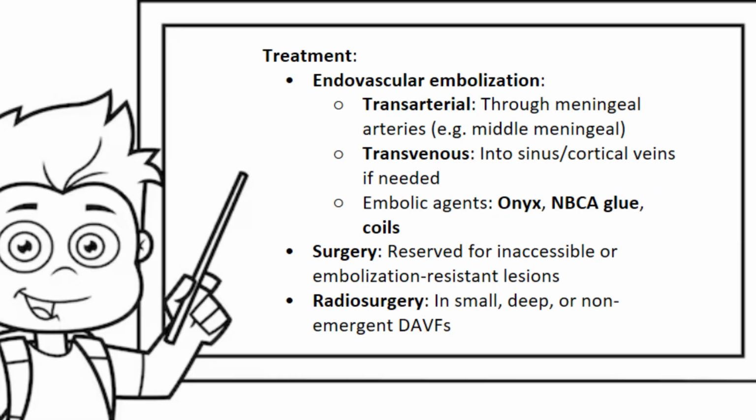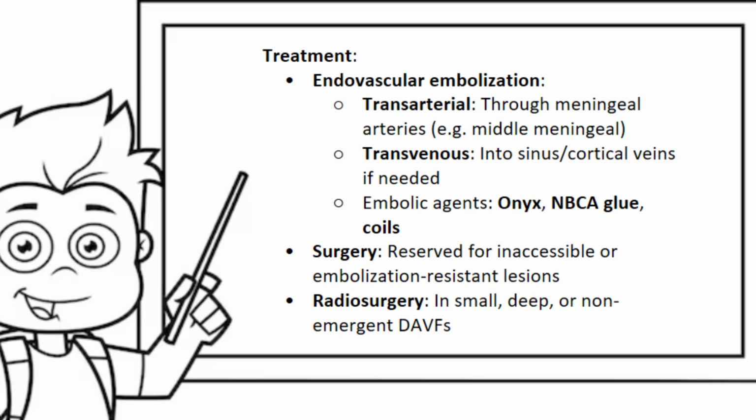Treatment is via endovascular embolization, and this can be done in two ways: the transarterial approach and the transvenous approach. The transarterial approach is through the meningeal arteries, for example the middle meningeal artery, and the transvenous approach is through the sinus or cortical veins if needed. You can also use embolic agents, which include glues and coils.